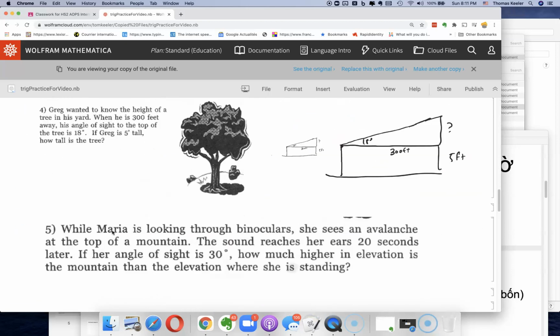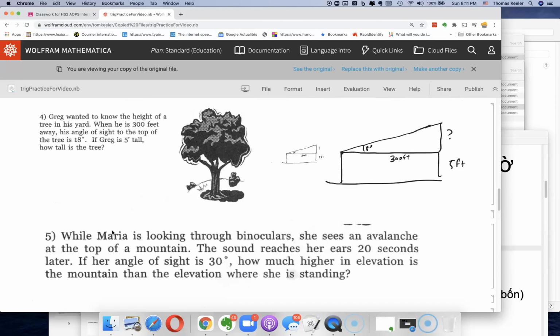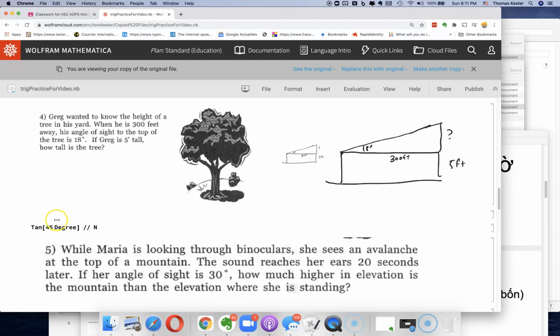So we come down here and try and add in. And we say, okay, so the tangent of, in this case, 18 degrees, is what we want to know times 300. Okay. So we're going to multiply this by 300. Okay, so let's do that first.